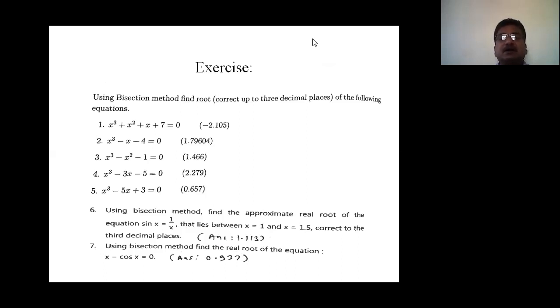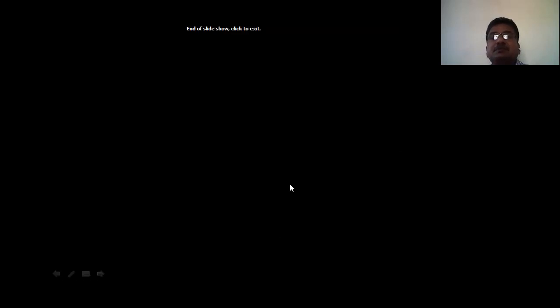So these are some exercises. These are all algebraic equations. Their answers are in brackets. These two are transcendental equations, and their answers are given here. 1.113, and this is the answer of this problem. So stop here.